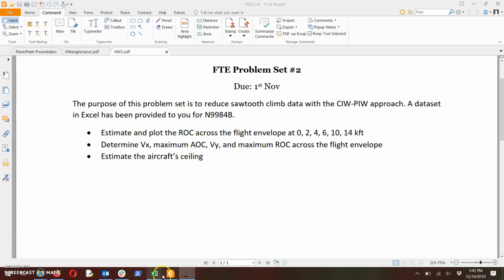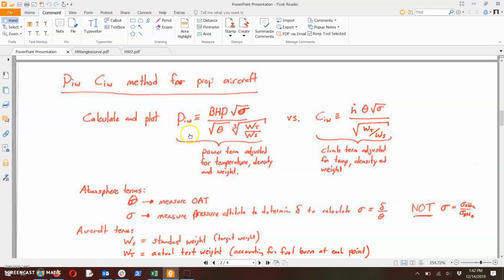So really what you can do is, using the theory, essentially what we need to do is plot this term, the PIW term, versus the CIW term. And what's involved in that is we need to know the brake horsepower of the engine, some atmosphere terms, and then some weight terms, a rate of climb, more atmosphere terms, and again a weight term, a weight ratio.